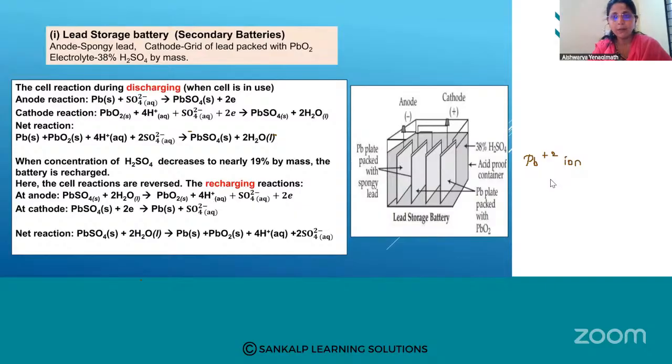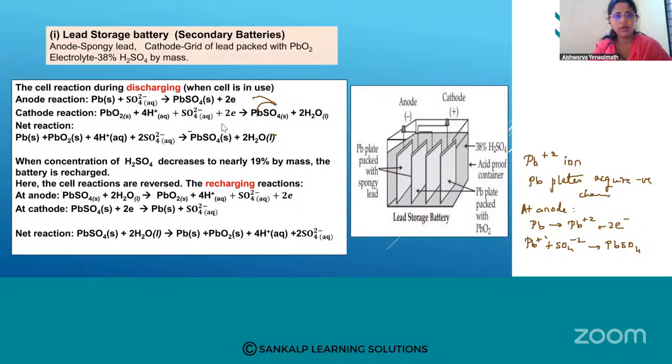and the lead plates, Pb plates, acquire negative charge. So the anode reaction can be shown as Pb. At anode, what happens? Pb oxidation, it is losing electrons and forming Pb +2. This Pb +2 combines with sulfate ions. It is sulfuric acid, so there are sulfate ions in it. So it combines with the sulfate ions of the solution to form insoluble lead sulfate. So Pb +2 combines with SO4 -2 to form PbSO4, insoluble.